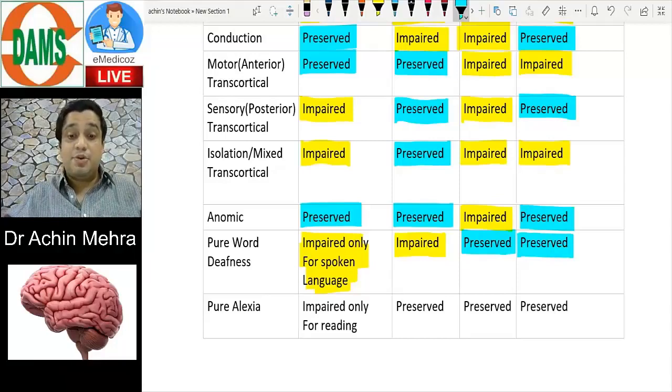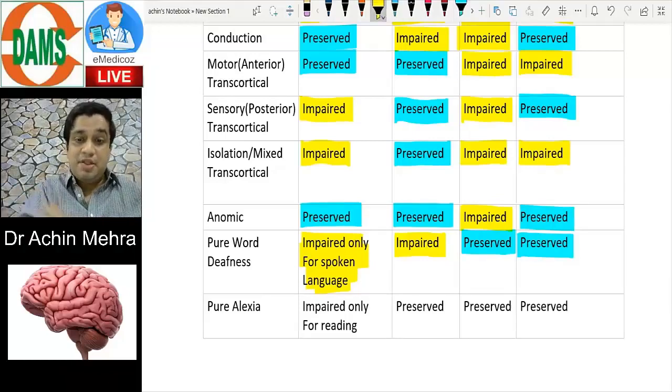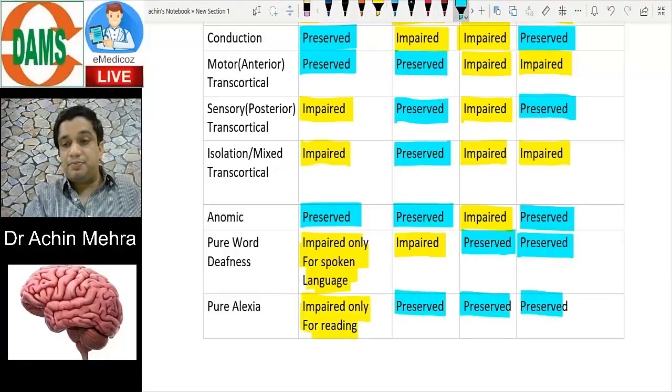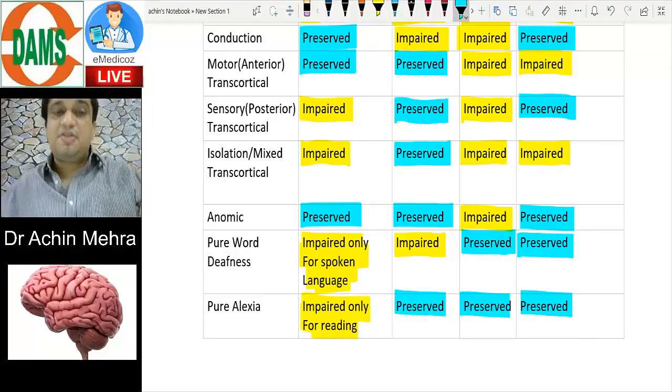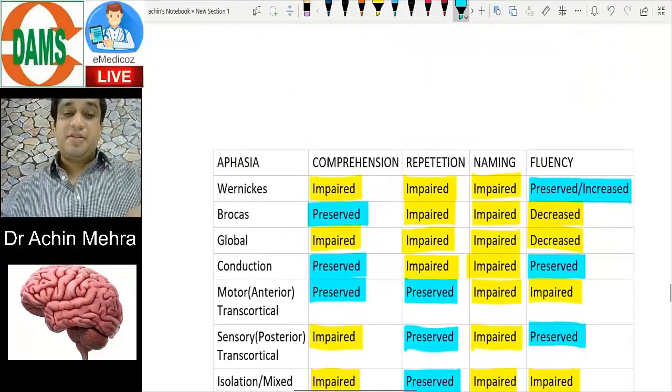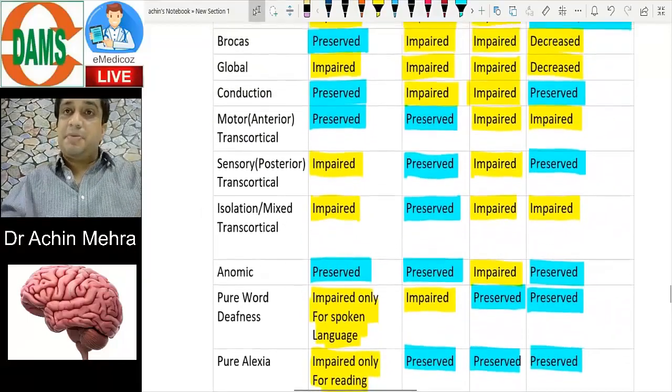Pure alexia is pure word blindness this time. The person is only blind to words. So this time we find in them that their comprehension is impaired only for reading. Rest all is well in them. So this is an actual description of various kinds of aphasia in a simple table.